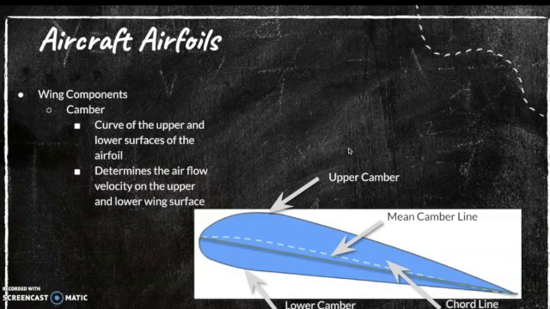The next component we're going to look at is camber. Now we have upper camber and lower camber, and they are the curve of the upper and lower surfaces of the airfoil. These determine the airflow velocity on the upper and lower wing surfaces. We have a mean camber line that goes above the chord line, or kind of parallel to the chord line. And then we have our lower camber and our upper camber.